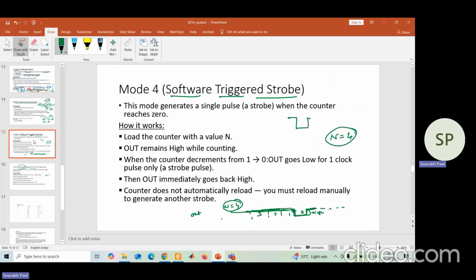It means for n minus 1 cycles it will remain high, and for the last cycle it will remain low, and again it will come back to high. This is the property of mode 5. So hopefully all of you have understood the content.